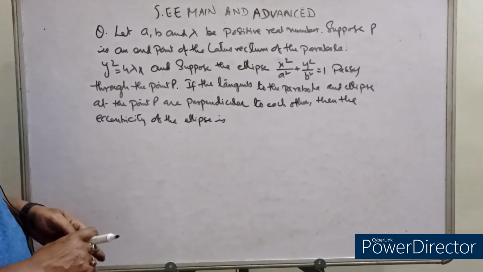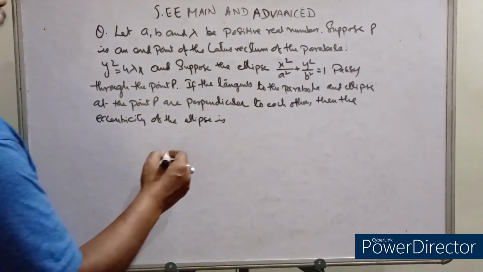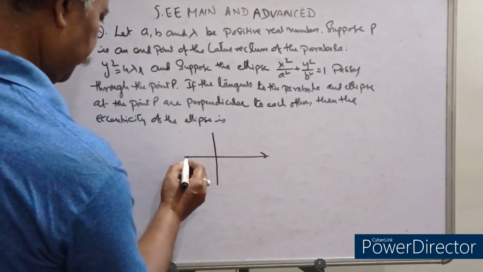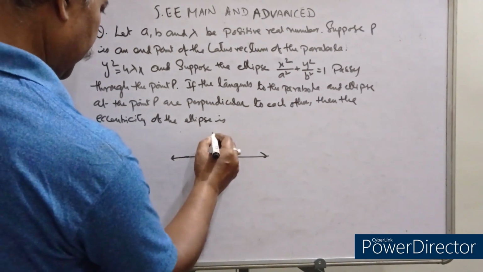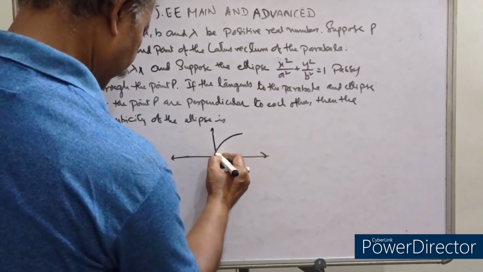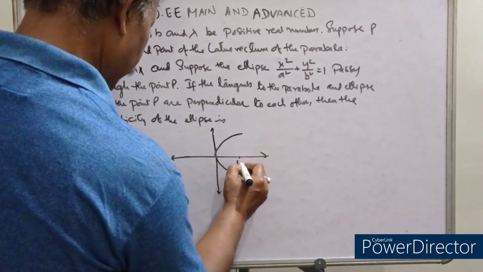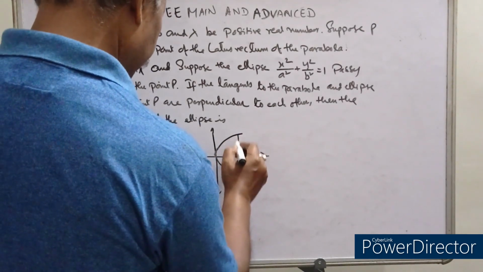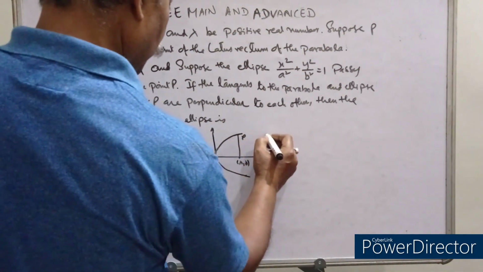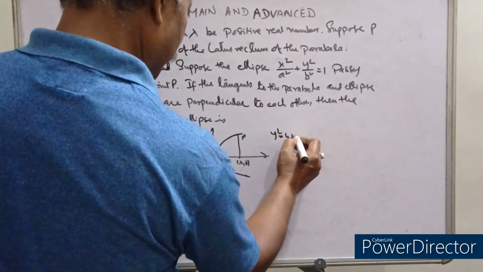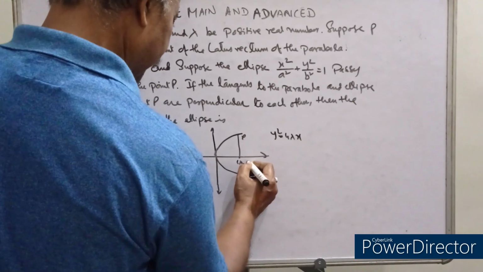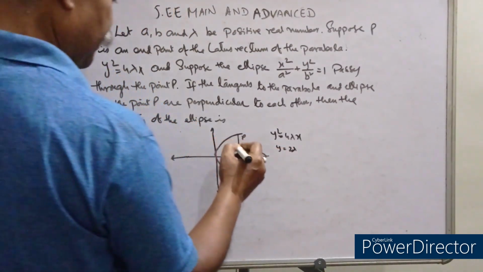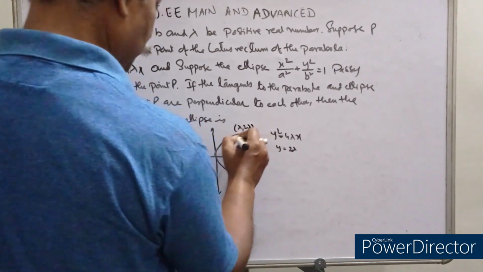Let a, b and lambda be positive real numbers. Suppose P is the endpoint of the latus rectum of the parabola. Your graph is like this. Your focus is lambda comma 0, and the endpoint of this latus rectum is P. Your y square is equal to 4 lambda x. So when x is lambda, y square is 4 lambda square, so y will be equal to 2 lambda. So the coordinate of P will be lambda comma 2 lambda.